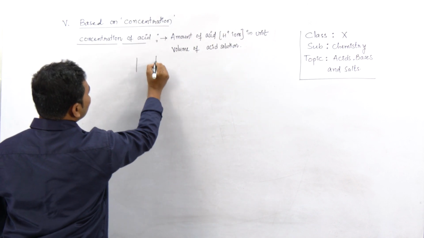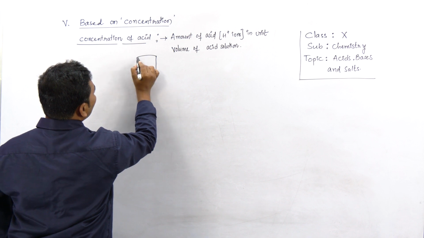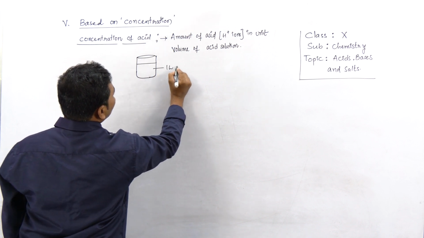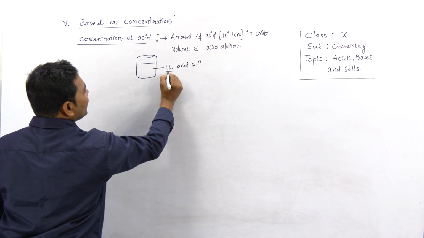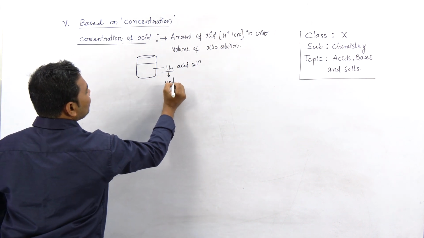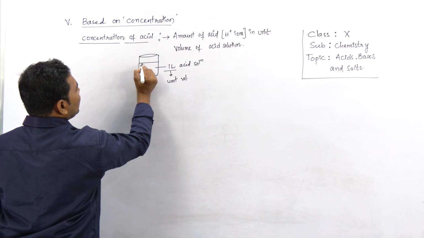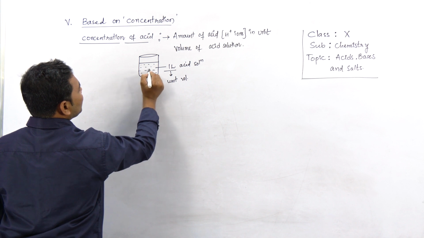Let us understand this concentration with an example. Now I take, for example, 1 liter of acid solution. This 1 liter I consider a unit volume. In this unit volume, if it is an acid solution, it contains H plus ions, right?